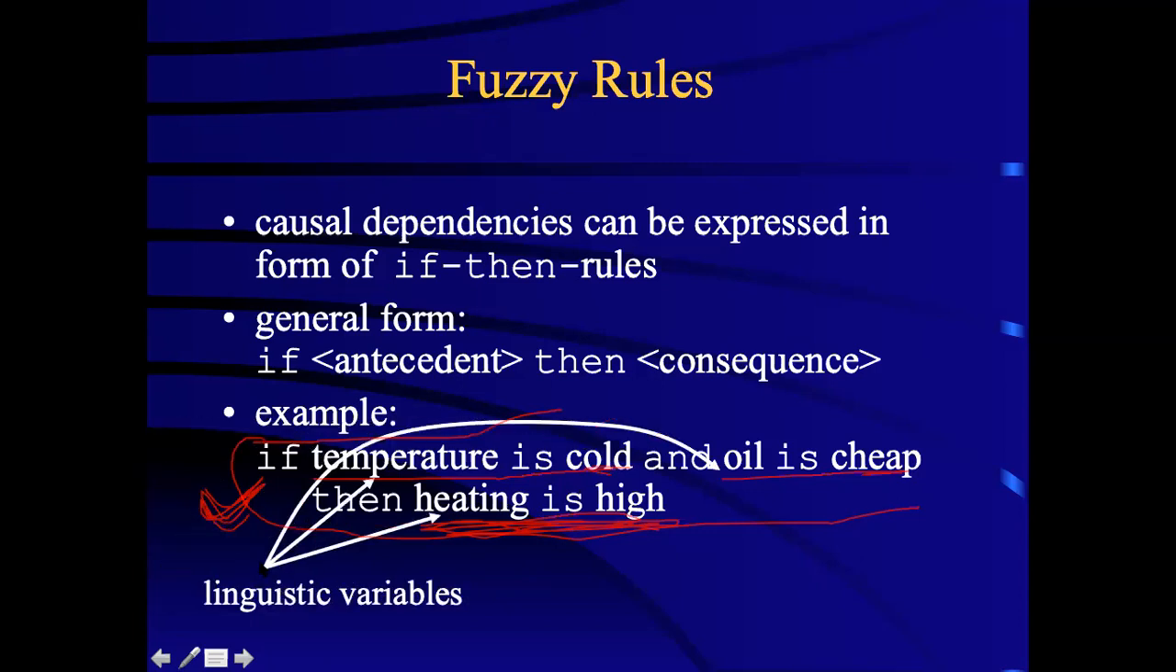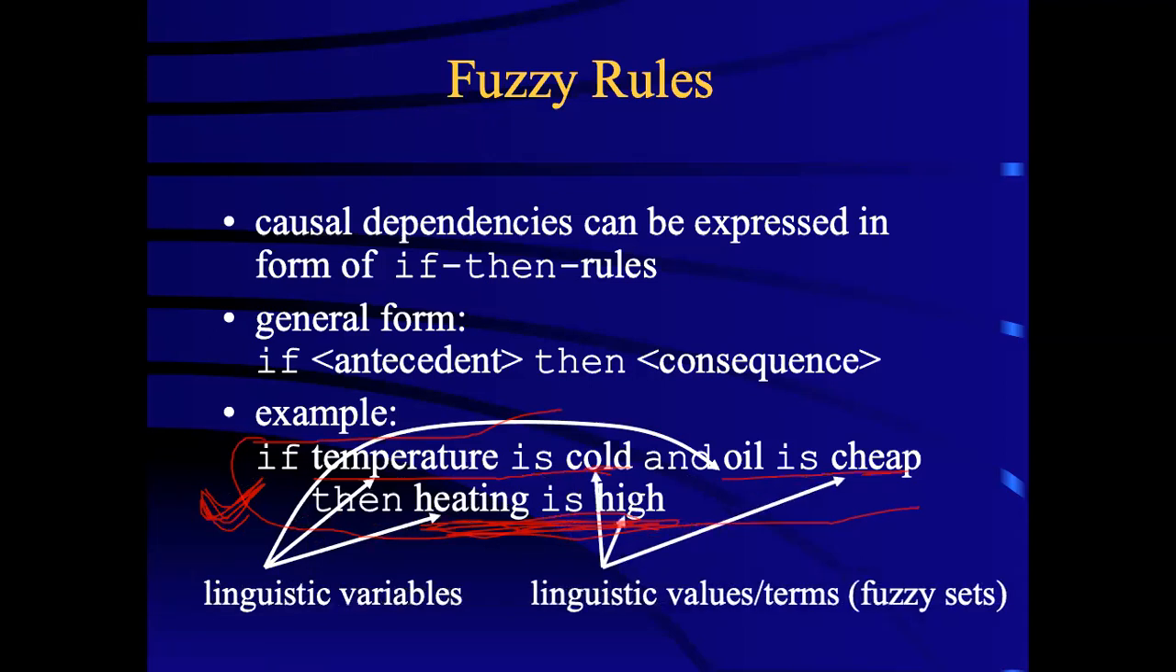So these are the linguistic variables. Temperature, heating, and oil are the linguistic variables. Cold, cheap, and high are the linguistic terms or the linguistic values of these variables, right? So cold is the linguistic value or linguistic term associated with temperature. Cheap is associated with oil, and high is associated with heating.